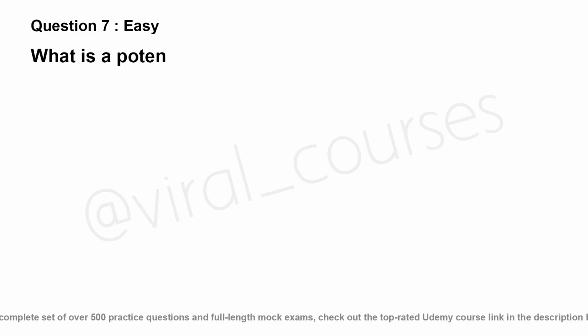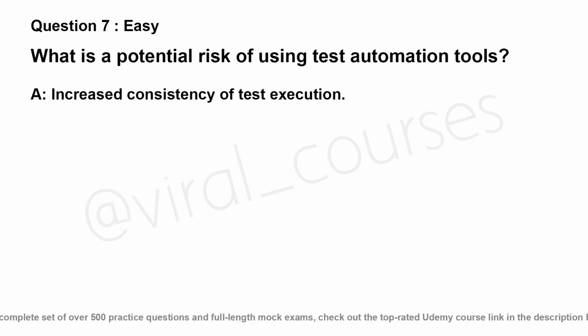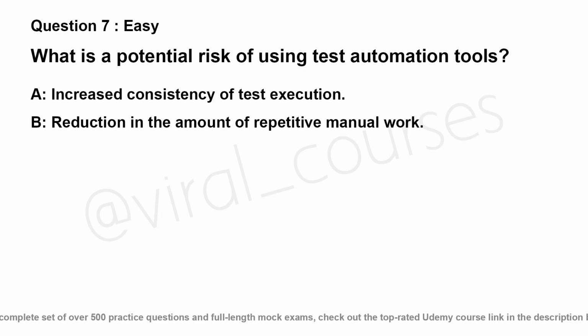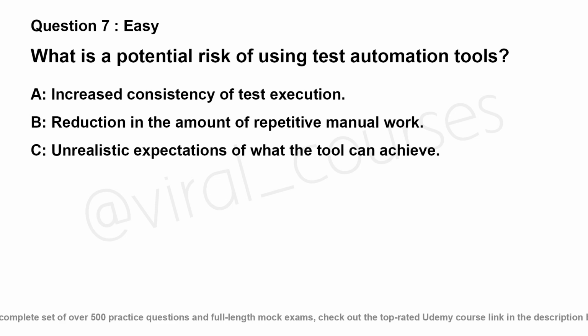What is a potential risk of using test automation tools? Option A. Increased consistency of test execution. Option B. Reduction in the amount of repetitive manual work. Option C. Unrealistic expectations of what the tool can achieve. Option D. Better reporting of test results.